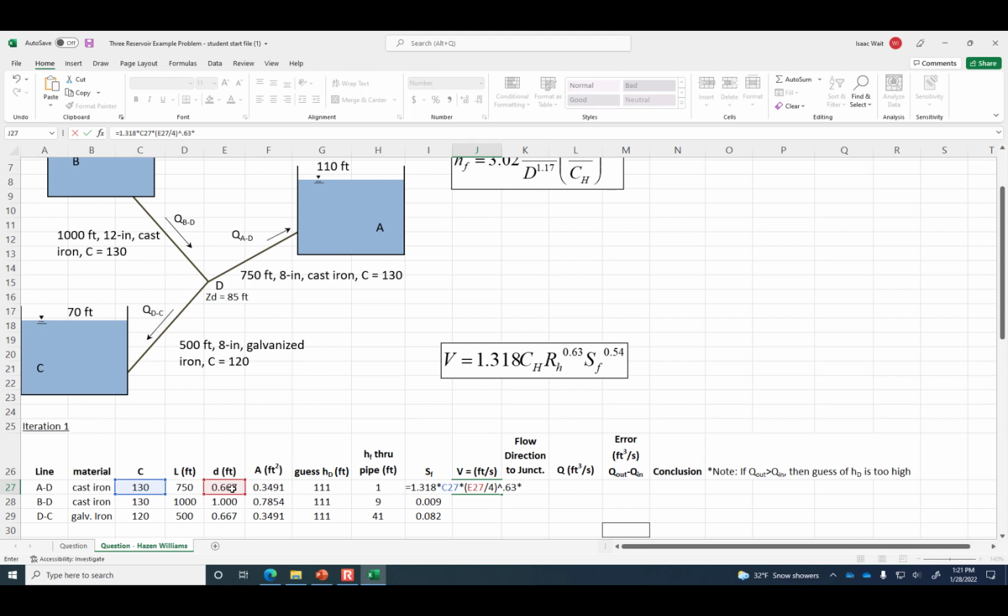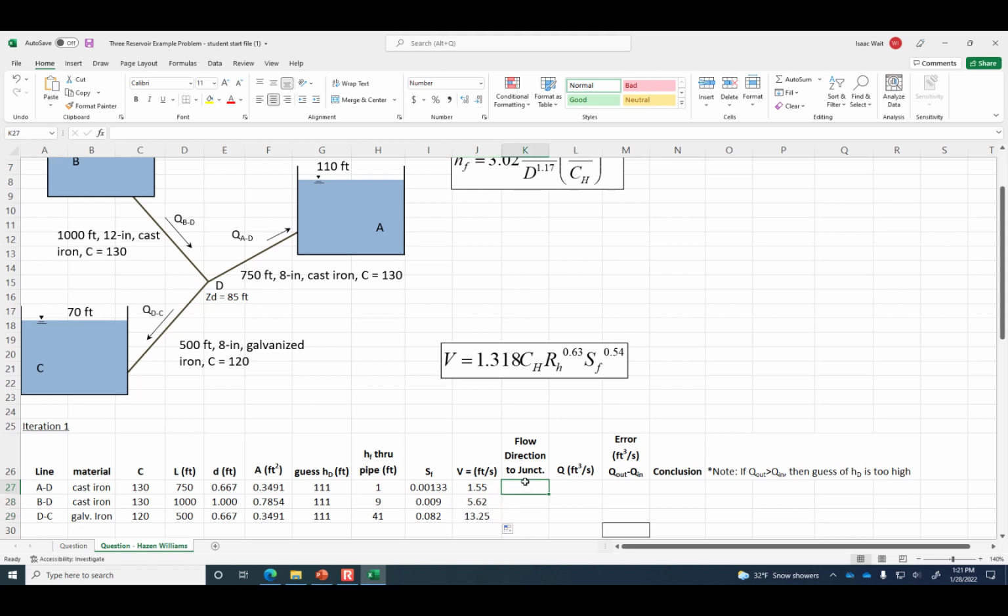times the slope of the energy grade line. So I'll have to type this in, I-27. I can't click on it because my formula is now too wide. It's where I want to click. I-27 to the power of 0.54. Okay? So we've got some flow velocity. I can drag that formula down. I've got the flow velocity through each of the pipes.